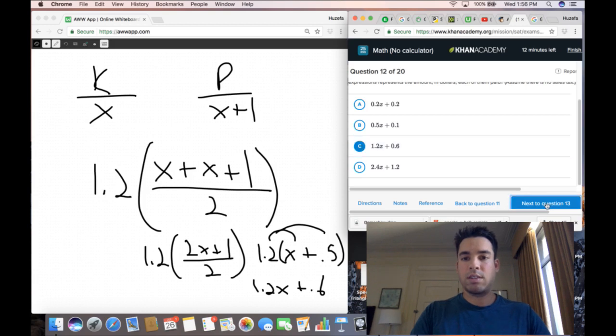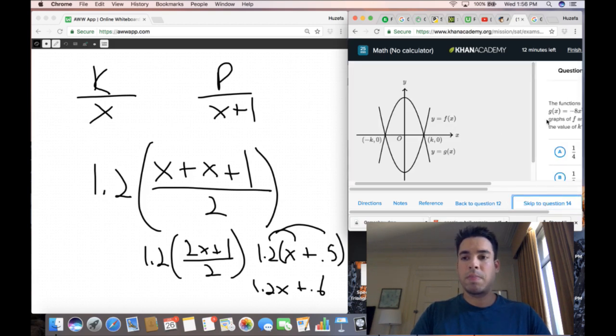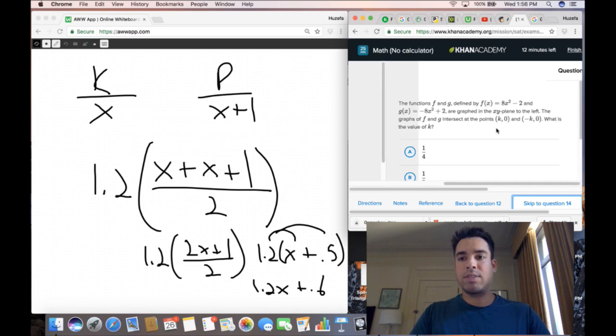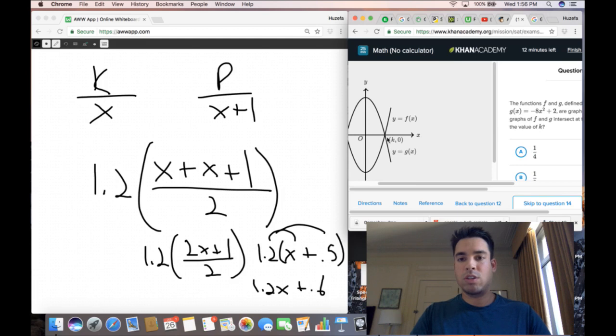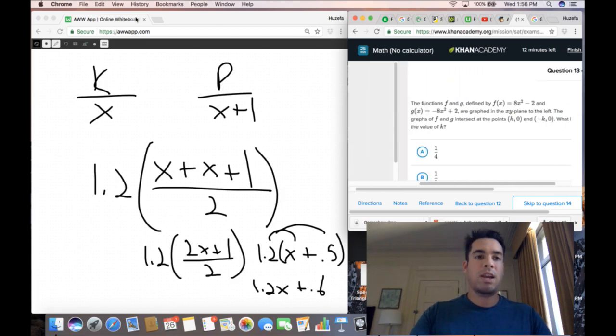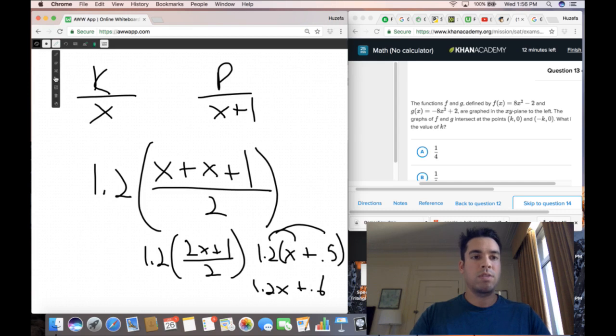And it's like that. Cool. Next. The functions f and g, those guys over to the left, are graphed in the xy plane. They intersect at points (k, 0) and (negative k, 0), which is here and here, but we don't even need the diagram for this. What is the value of k?